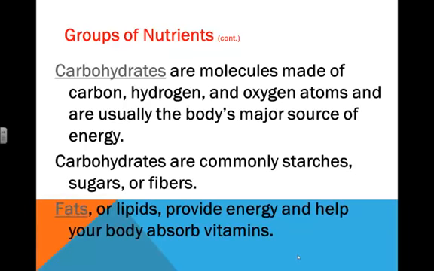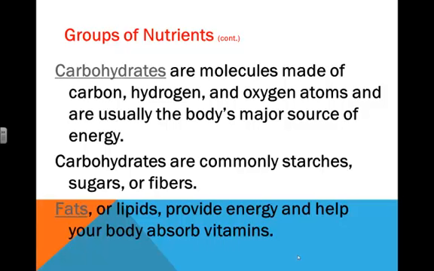Carbohydrates. They're made up of a chain of carbon, hydrogen, and oxygen. So that's what their molecules are made up of. They are our body's major source of energy. Carbohydrates are starches, sugars, and fibers. There's what's called simple carbohydrates, and that's your sugars. And there's complex carbohydrates, which are your starches.